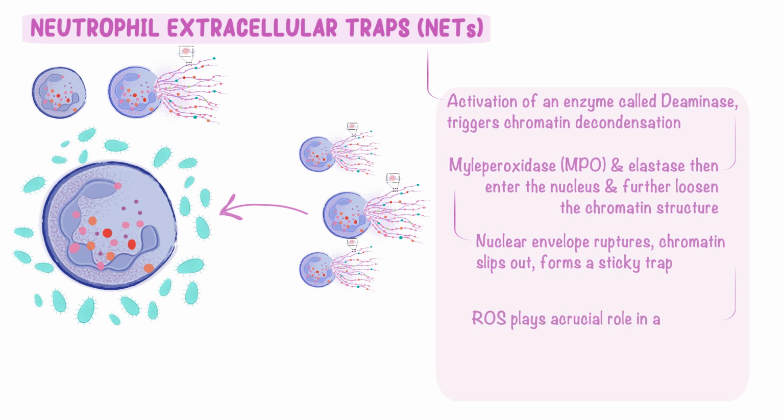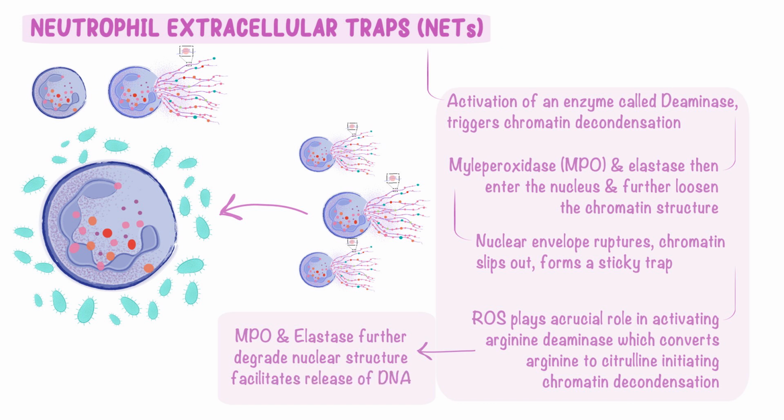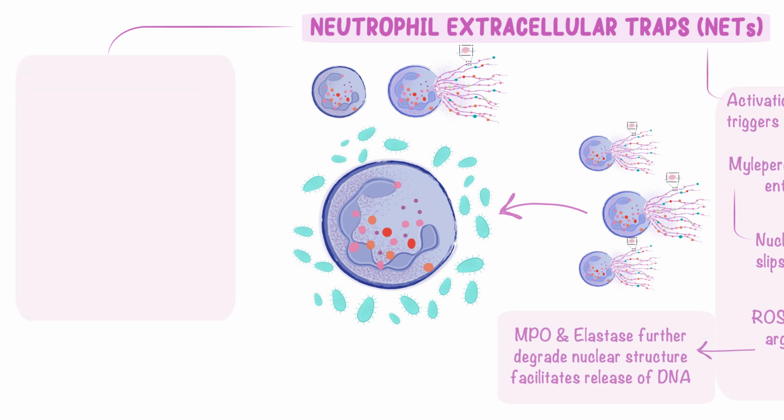Reactive oxygen species play a crucial role in activating arginine deaminase, leading to the conversion of arginine to citrulline and initiating chromatin decondensation. Then we have myeloperoxidase and elastase, and these enzymes further degrade the nuclear structure. The formation of neutrophil extracellular traps results in the death of the neutrophil, as its nuclear contents are expelled to form the trap. Let's look at the function and importance of neutrophil extracellular traps.